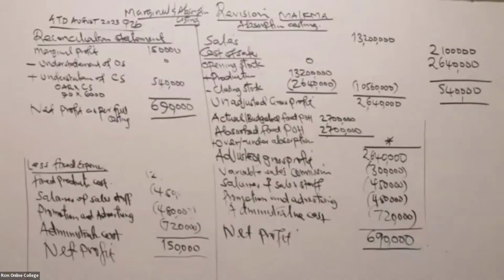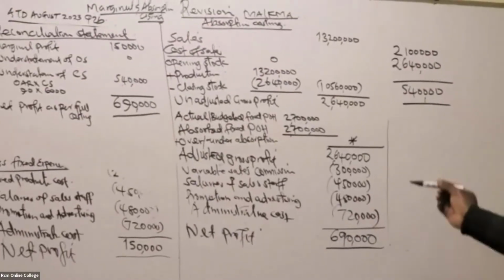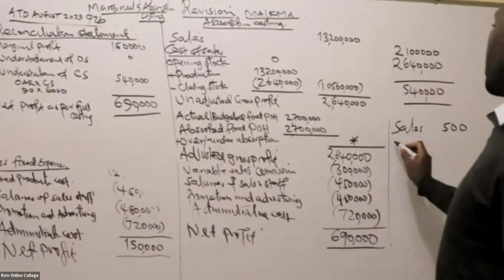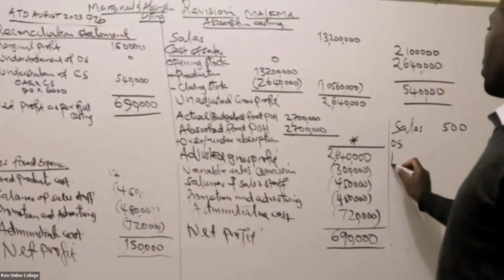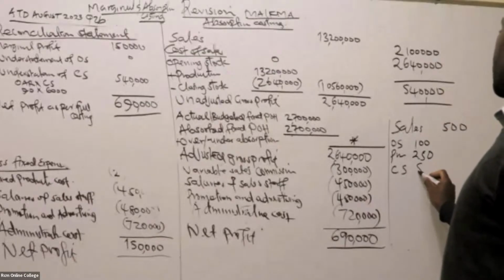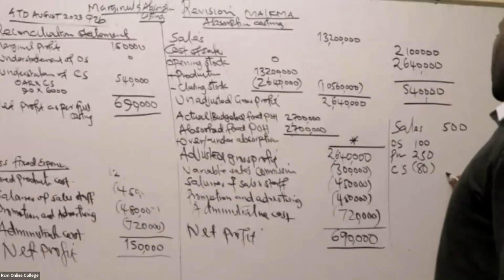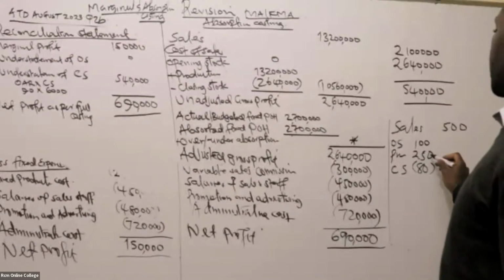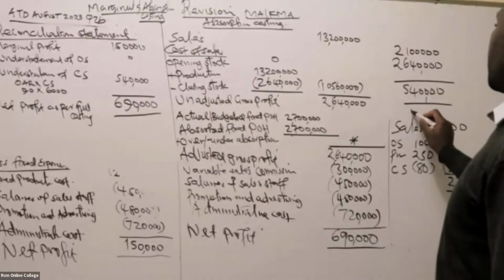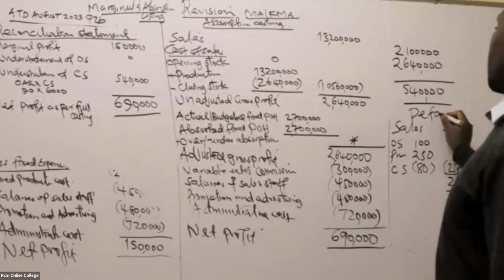If you want to do it on your own and understand what is happening, just do this. Have sales. Sema tu sales zako ni 500. Then under cost of sales, we have opening stock, production, and closing stock. So opening stock, weka 100. Production, weka 250. Closing stock, weka 80. Of course, we are deducting. Then it will give you cost of sales, right? So that is 350 minus 80, that will be 270. 270 from 500, that is 230.